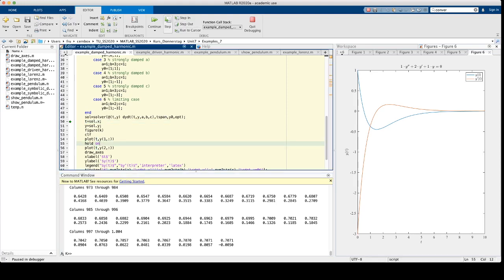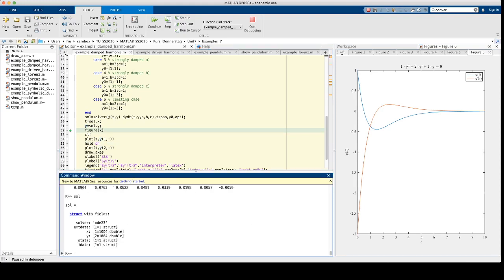We store the x values in the vector t. We store the y values in the matrix y. We also have some statistics. This is contained in field stats. Here you see the number of steps that have been taken by the numerical solver, the number of failed steps, and the number of function evaluations. So the function handle passed to the solver has been invoked about 3,000 times, about 3 times per step.